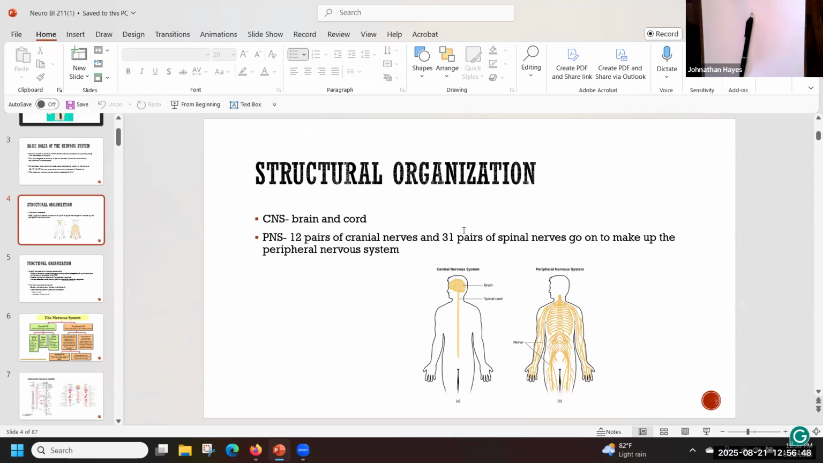And then when you get into the 31 pairs of spinal nerves, these are the ones that exit from the vertebral column or the spinal cord, and all of these would be mixed. They carry both sensory and motor information.